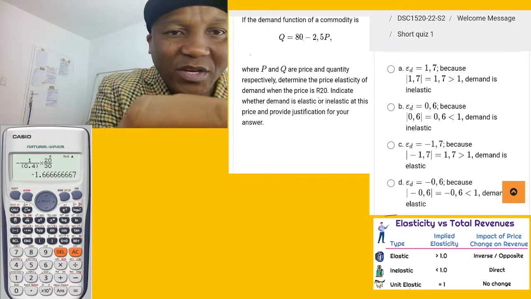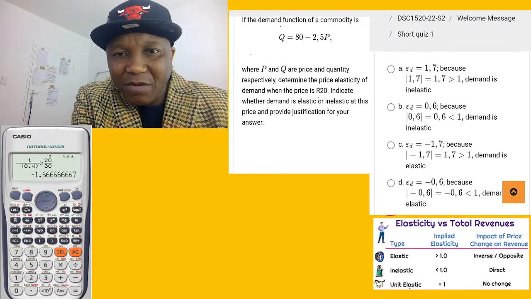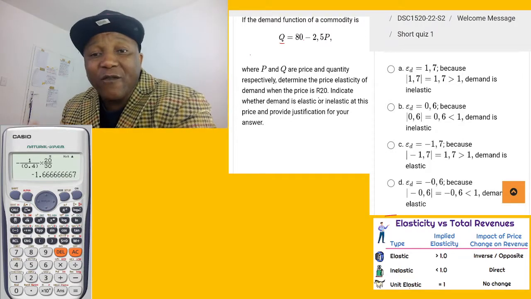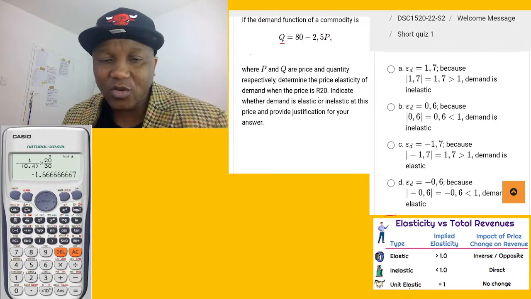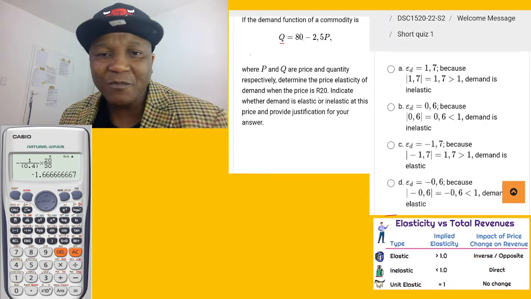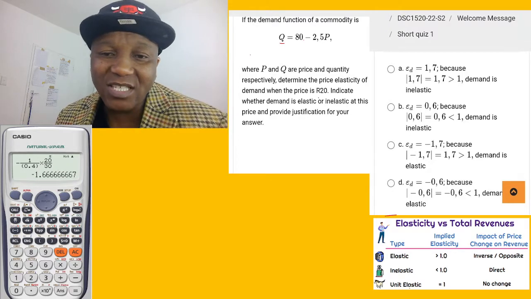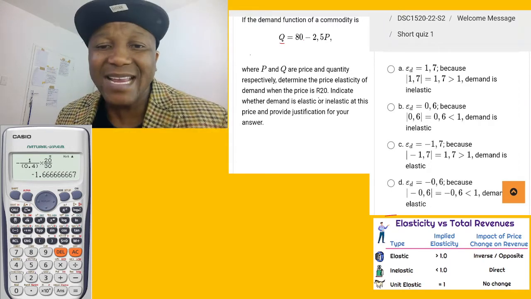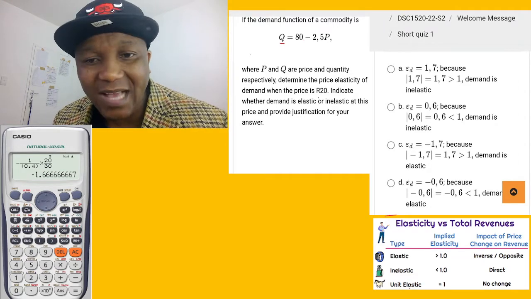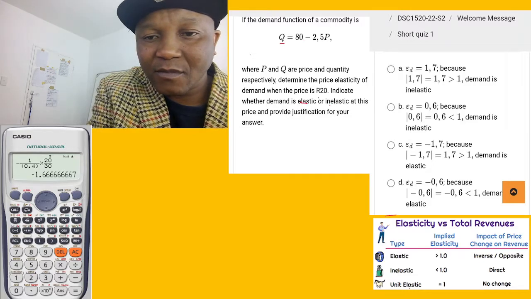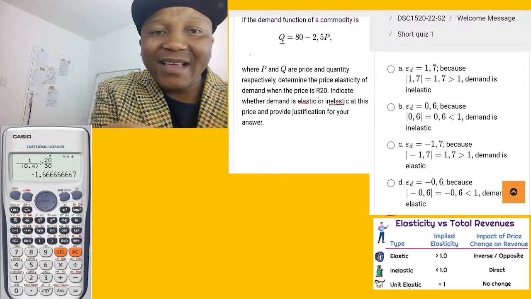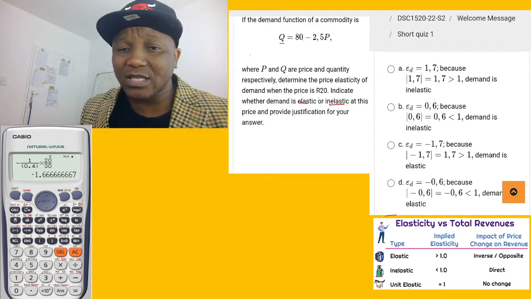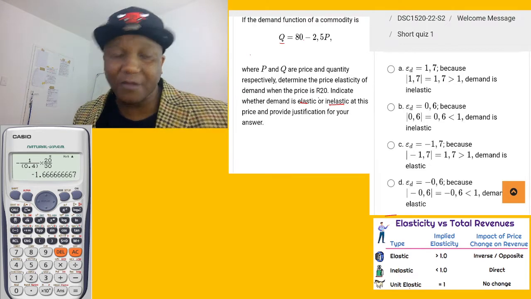The first question. They give the demand function of a commodity: Q equals 80 minus 2.5P, where P and Q are the price and quantity respectively. Find the price elasticity of demand when the price is equal to 20. Indicate whether demand is elastic or inelastic at that price. First and foremost, there are two methods you can use to solve this question, and I'm going to show you both.